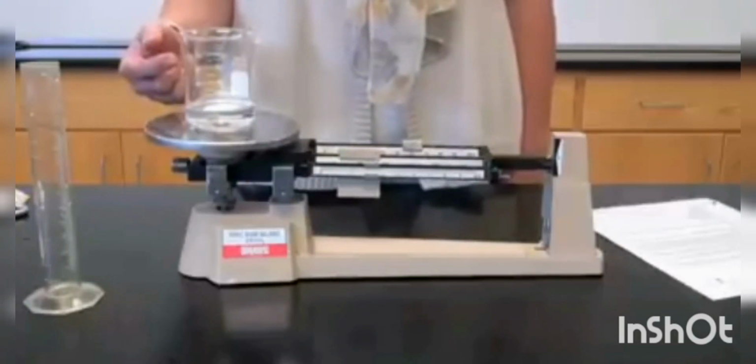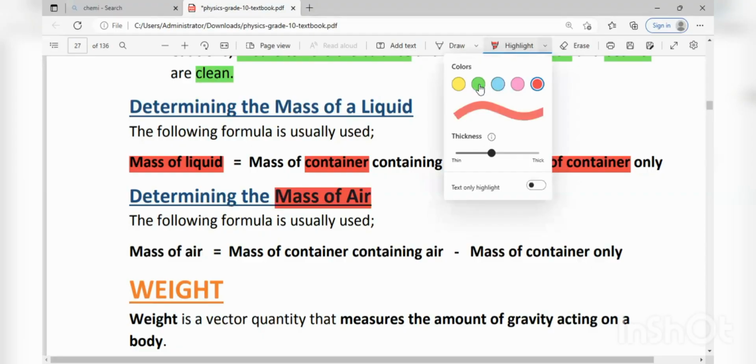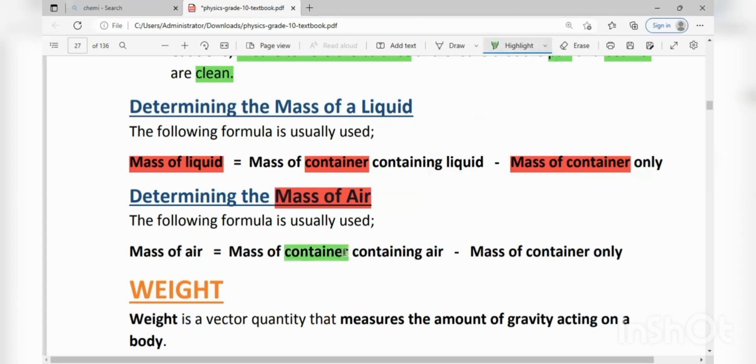I add up the numbers and record my result for the mass of the beaker with the water, and now I subtract the mass of the beaker alone to get the mass of the water alone. The mass of the air. So when you want to find the mass of the air, you do the same. The mass of the container containing the air, all right, minus the mass of the container only.